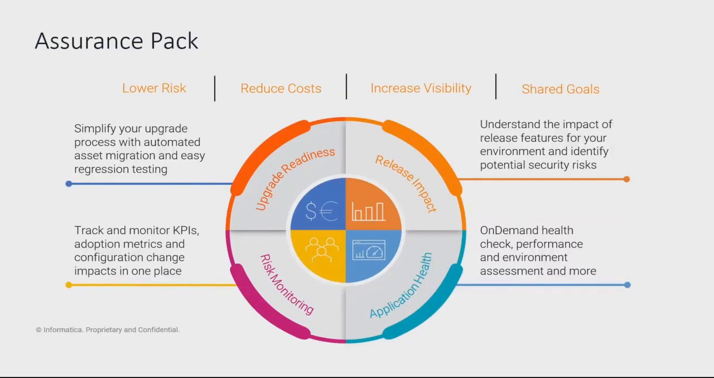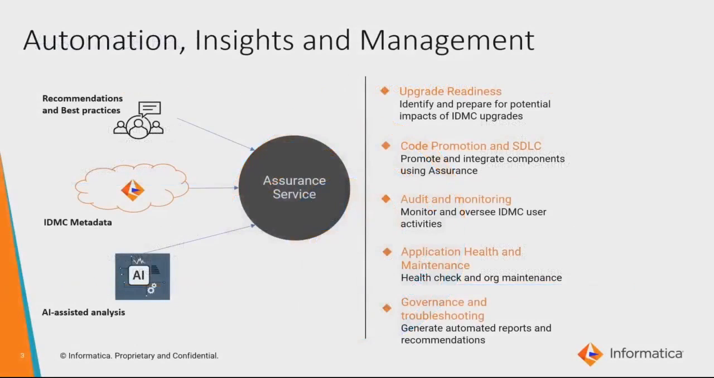Thanks a lot for that introduction. So let's talk about Cloud Assurance Pack and how it helps us to simplify IDMC org management. The role of Assurance Service is to help you make the most of Informatica Cloud Services by lowering risk, reducing cost, increasing visibility, and help you achieve your shared goals like a smooth software development lifecycle and overall application health check. The Assurance Service achieves this by using your IDMC org metadata, running it through an AI-assisted analysis, and combining it with Informatica expert recommendations and best practices custom curated for you.